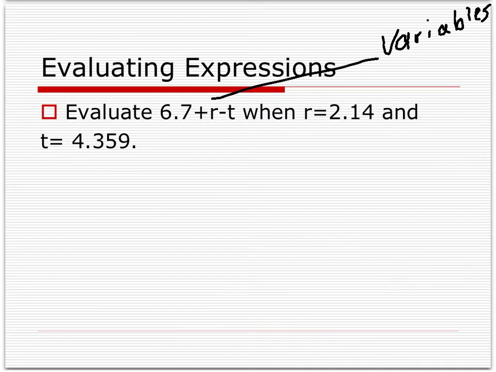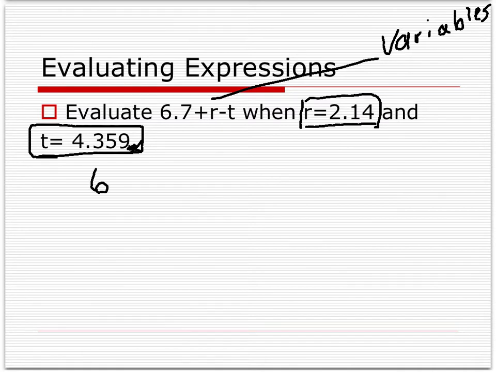So notice to the right of this, I know that R is 2.14. And I know that T is 4.359. The last decimal point there, that's not a decimal point, that's an actual period. So taking a look at this, I would need to solve this problem in a particular order. I have addition and I have subtraction, so I'm just going to work this problem from left to right. So I'm going to start out by taking 6.7. Now I'm going to add in what R is. R is 2.14. And then I'm going to subtract T, which is 4.359.